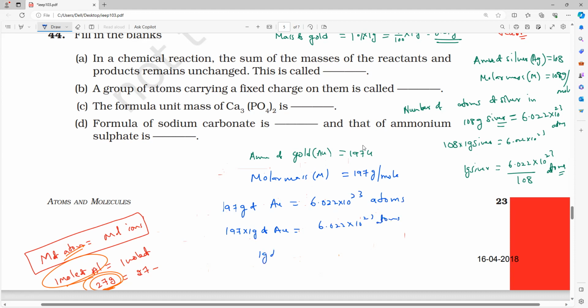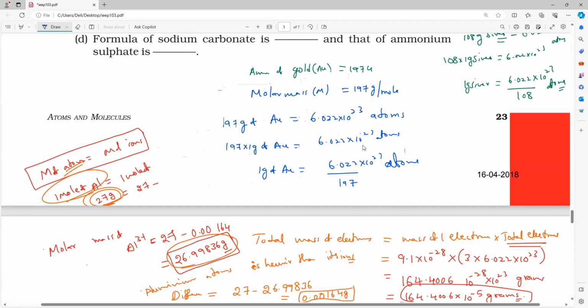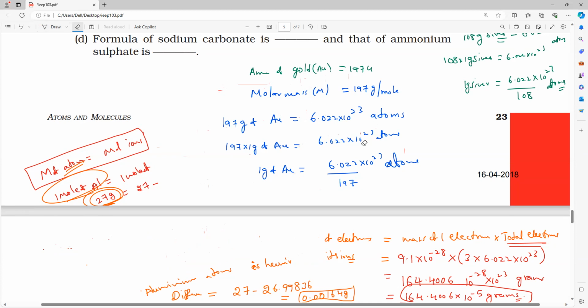Now, 1 gram of gold is equal to how many particles? 6.022 into 10 power 23 divided by 197. But this is for 1 gram, and we want 0.01 gram. So it is not for 1 gram that we want; we want it for 0.01 gram.